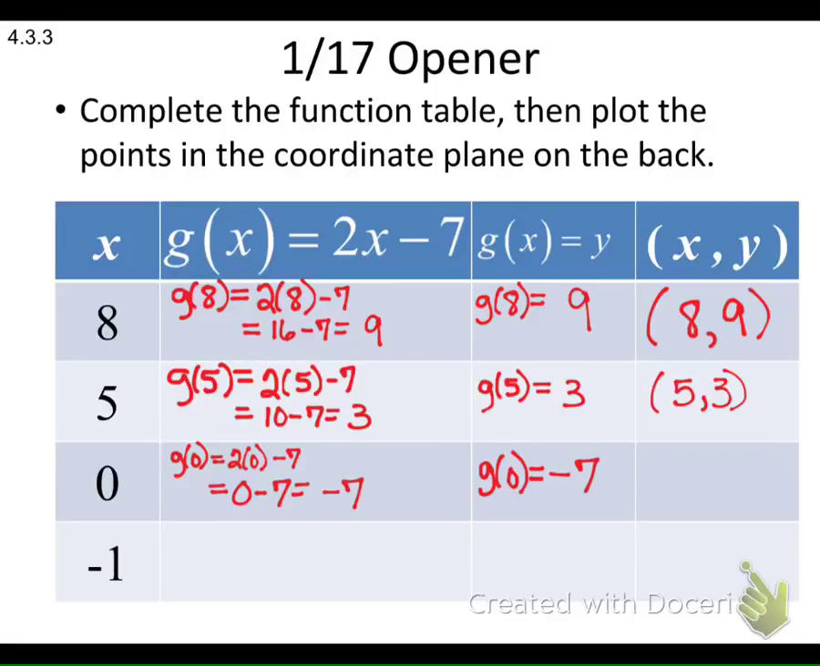And then your ordered pair. The ordered pair is 0 and negative 7. Just like that. You need the parentheses. Just like that. What am I missing? Comma. There you go.